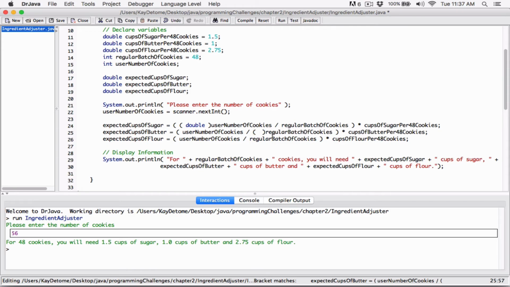And I want to convert a regular batch of cookies into a double. And you put that in parentheses right in front of the value you want to convert.